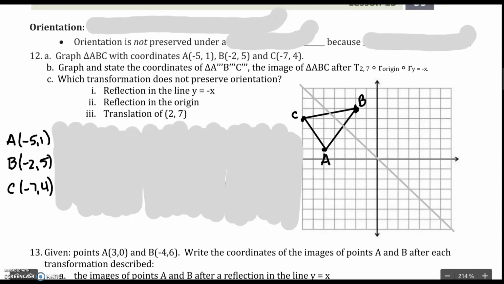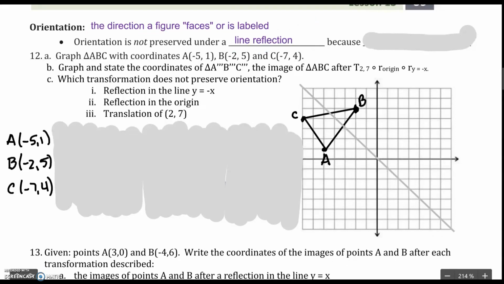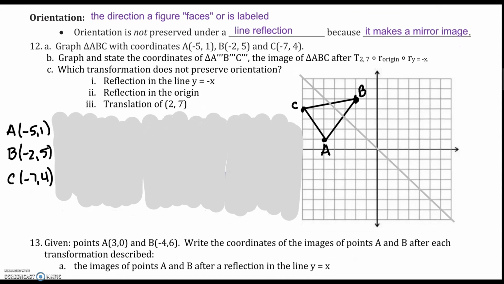Orientation. That word means the direction a figure faces or is labeled. Orientation is not preserved under a line reflection because that's when you're going to get a mirror image. Orientation, if you think about it, just means whether or not your object is facing the same way after you're done. The only time it's not is if you do a line reflection.